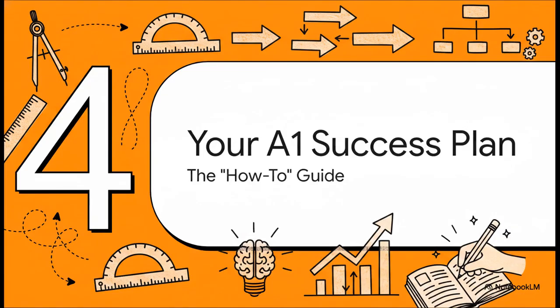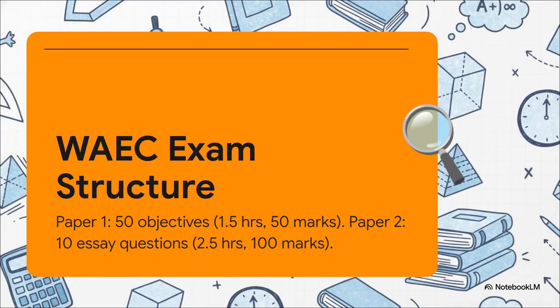Okay, so we've covered the what to study. Now let's talk about the how, because having the right strategy and tools is just as important as knowing the topics. This is your practical guide to turning that knowledge into top marks. Before you do anything else, you have to understand what you're up against. The exam has two parts. Paper 1 is all about speed and accuracy with 50 multiple choice questions. Paper 2 is the theory paper. That's where you have to show your detailed workings across 10 essay-style questions. Just knowing this structure helps you manage your time so much more effectively.